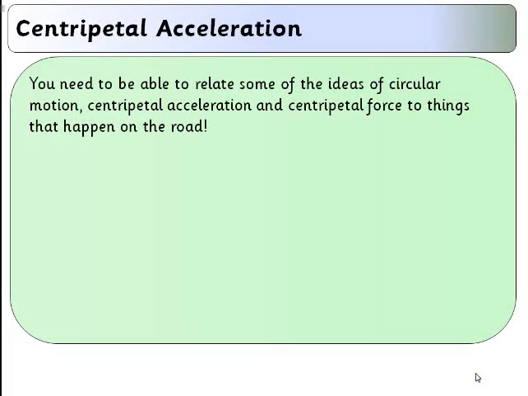Okay, the last lesson in this little series on circular motion is simply relating some of the ideas that we've looked at into things that happen on roads with cars going over hills and around bends. The main reason for doing this is just to give you an idea of some of the context that the exam questions could be set in.